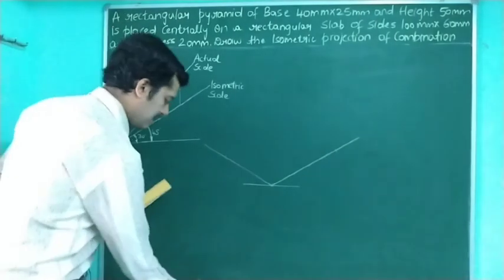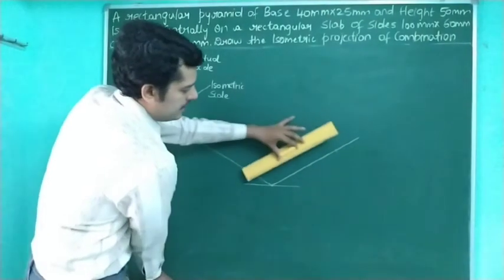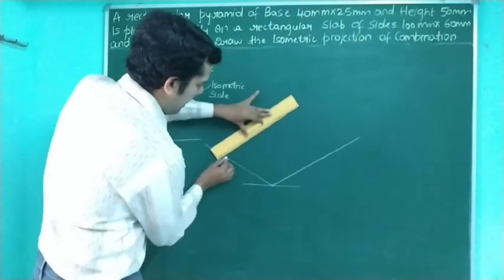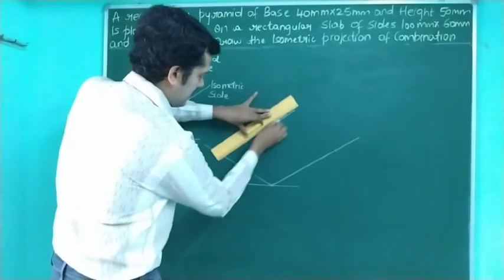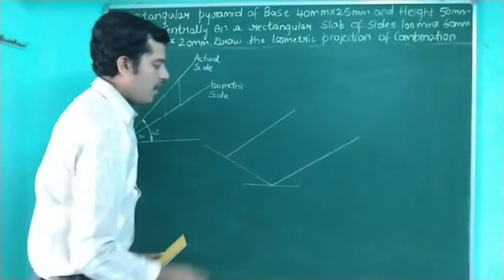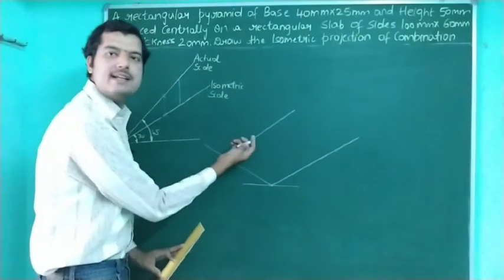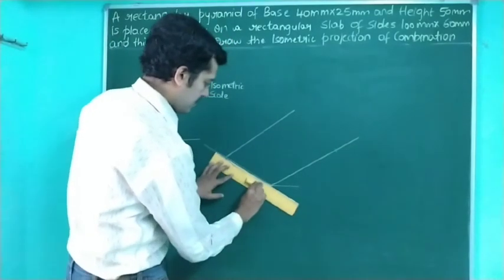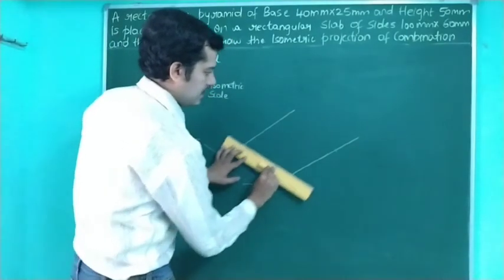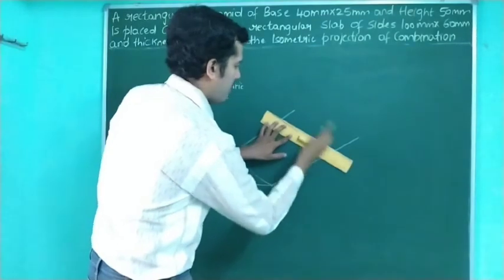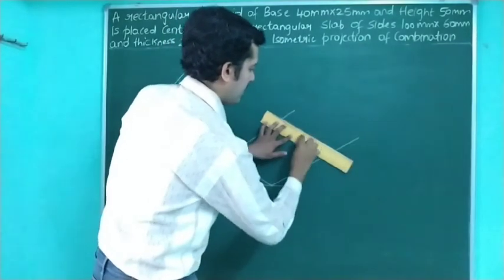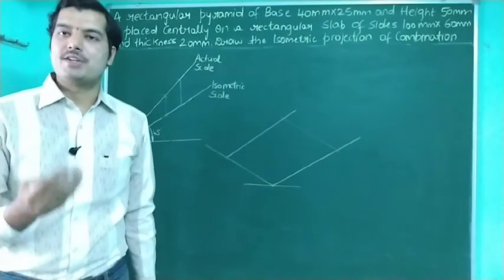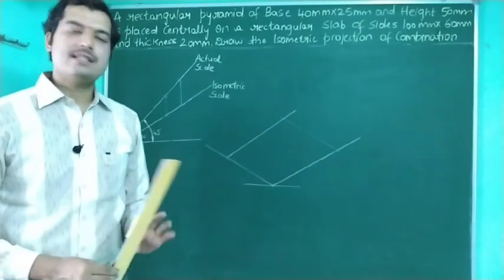Now let me construct the rectangle over here. With the help of a scale, just draw one more line parallel to the previous line. Make sure that the line you are drawing is once again a 30-degree line. Once again, taking this point as the reference, draw one more parallel line. Now you are getting the base part of the rectangular slab, and the height is 20 mm.